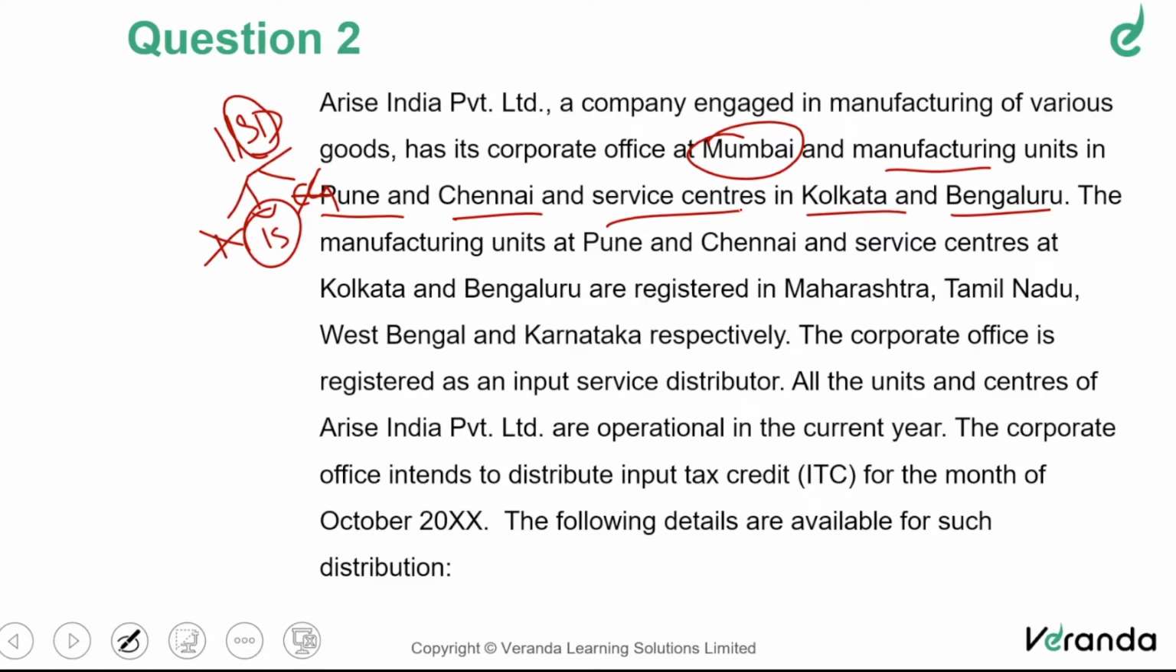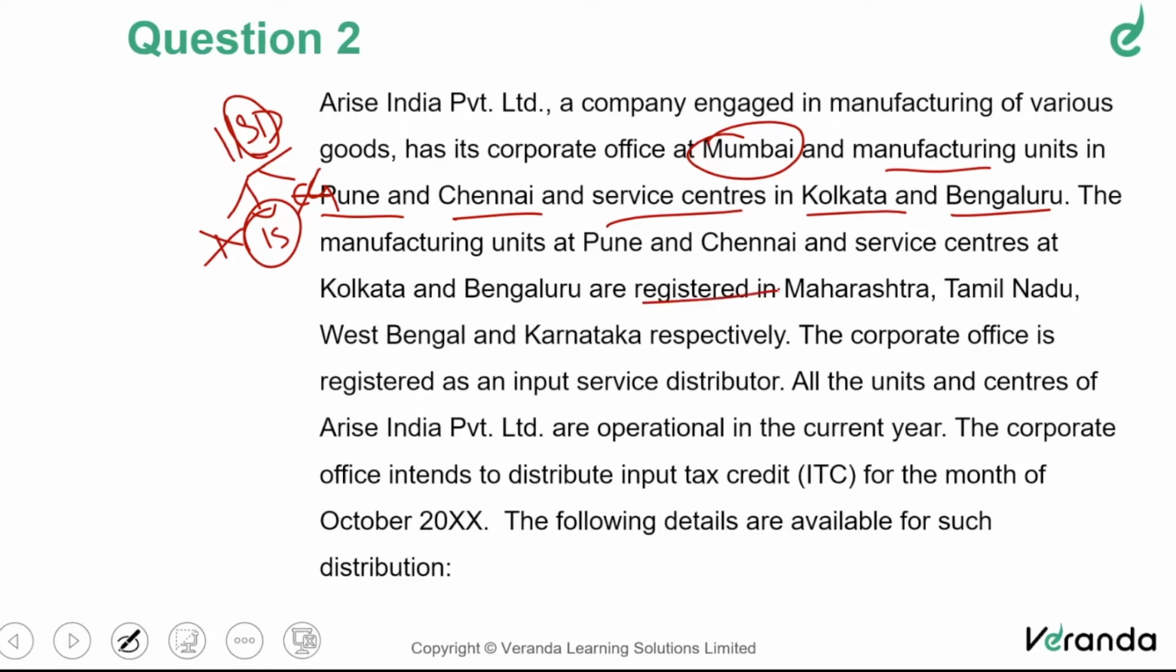So anyway, for understanding purpose, they have given that manufacturing units are in Pune and Chennai and service centers are in Kolkata and Bangalore. I'll first read through the question, then we'll analyze. The manufacturing units in Pune and Chennai and the service centers at Kolkata and Bengaluru are registered in Maharashtra, Tamil Nadu, West Bengal and Karnataka respectively. Okay, obvious, needless to say, useless sentence. Anyway, they have given. It's given that they are registered. That at least is very important.